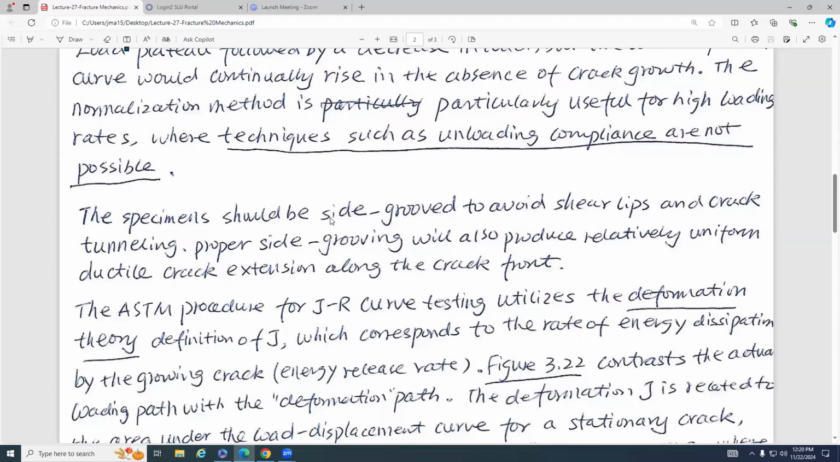The specimen should be side grooved to avoid shear lips and crack tunneling. I might ask you what the benefits are of side grooving. This is the specimen before we use it, and to avoid shear lips and crack tunneling, proper side grooving will also produce relatively uniform ductile crack extension along the crack front. So pay attention to this statement.